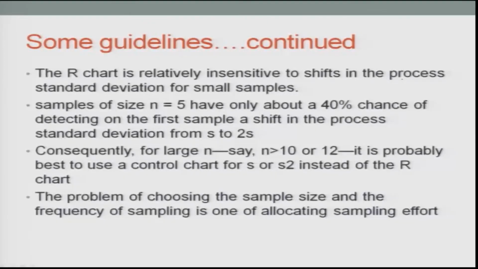The R chart is relatively insensitive to shifts in the process standard deviation for small samples. A sample of size n equal to 5 has only about a 40% chance of detecting, on the first sample, a shift in the process standard deviation from S to 2S. So 60 of them would not give you that information, and 40 would. Consequently, for large n, say n greater than 10 or 12, it is probably best to use control charts for S or S squared instead of R. So, the problem of choosing the sample size and the frequency of sampling is one of allocating the sampling effort so that you can increase your efficiency.